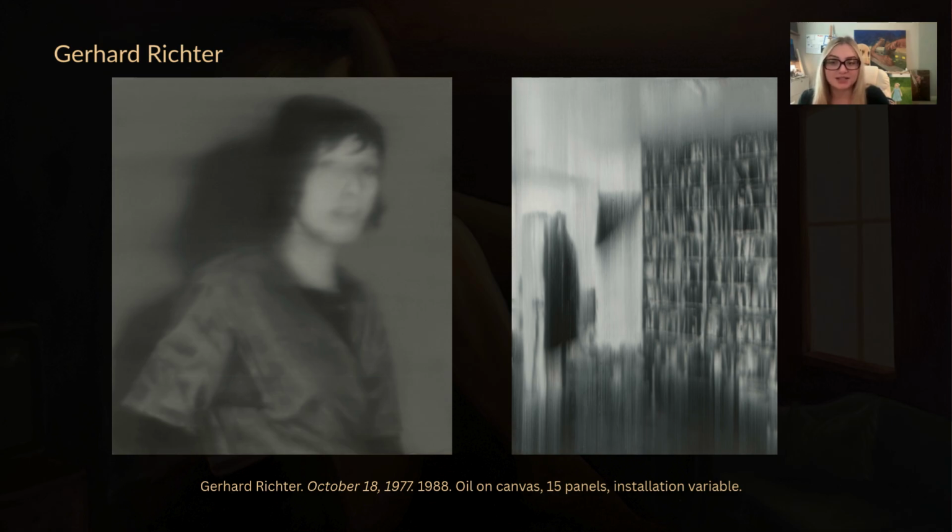Another one of his best known works is his October 18th, 1977 series. This is a series of 15 panels, all oil on canvas. These paintings are based on newspaper photographs documenting the deaths of members of the Red Army Faction. Instead of copying the photographs exactly, Richter is painting them in grayscale and, again, deliberately blurring details together.